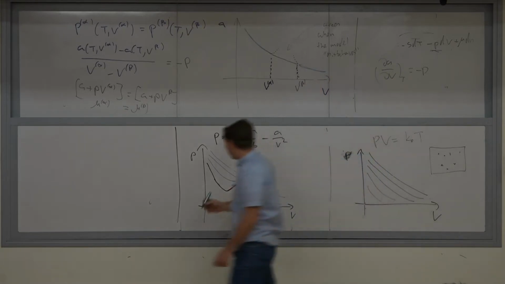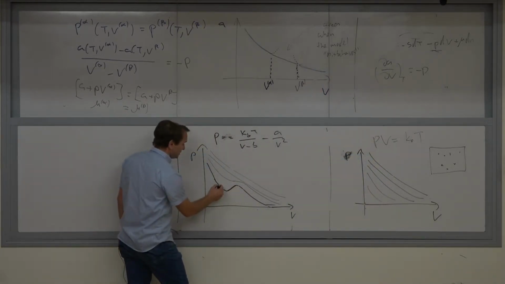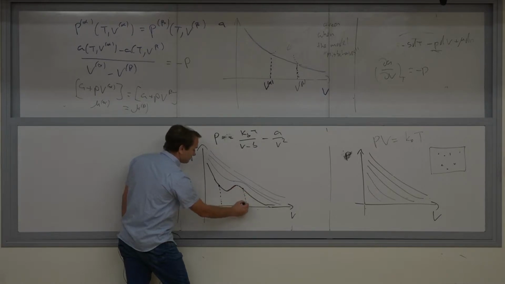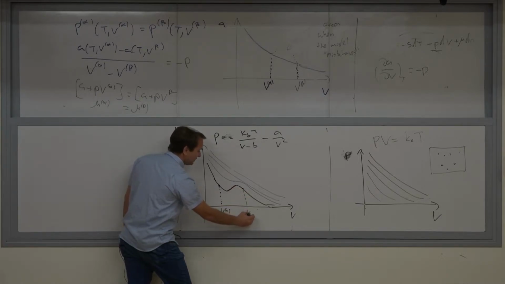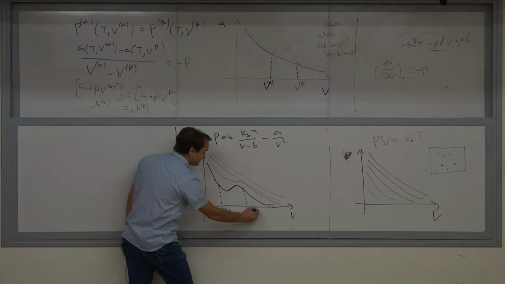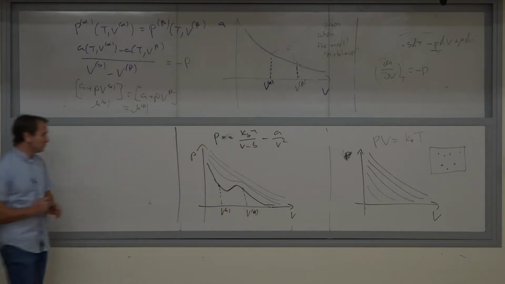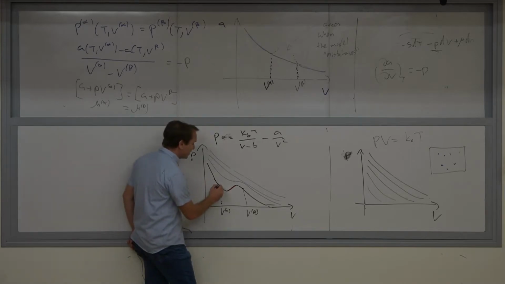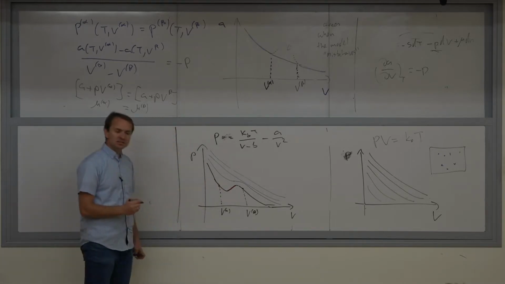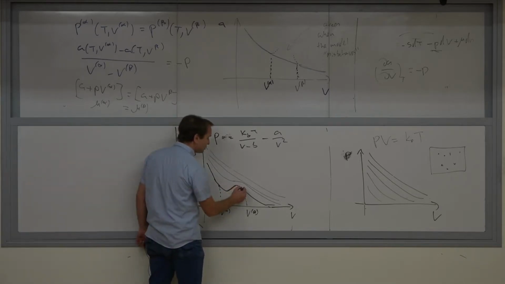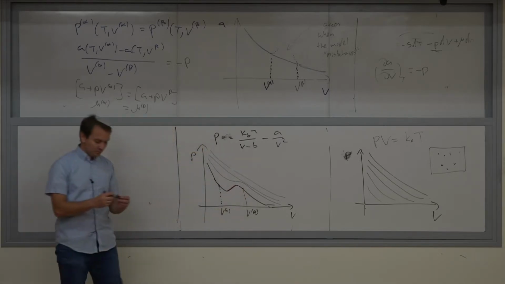So we should find 2 points. One is over here, so V alpha, and some other point. One is over here, V beta. Okay? And those 2 points will symbolize when the phase transition starts, okay, or can start, and when the phase transition ends.